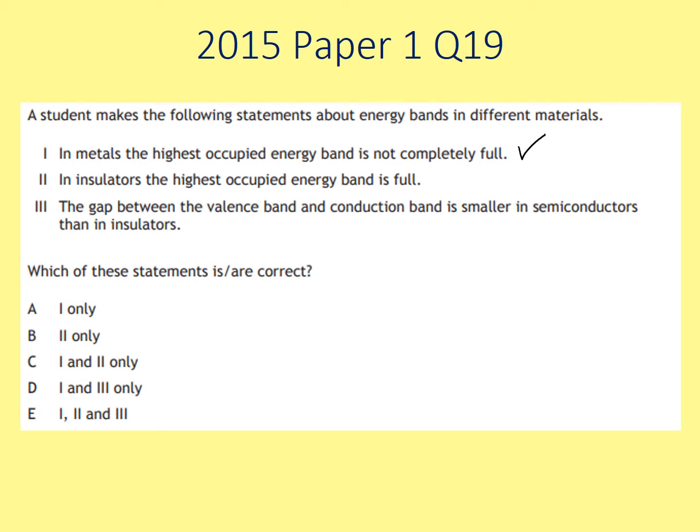Statement 2, in insulators, the highest occupied energy band is full. That is also true. In insulators, the highest occupied energy band is the valence band, and at 0 Kelvin, that is full. Statement 3, the gap between the valence band and conduction band is smaller in semiconductors than in insulators. That is also true, which means E is the correct answer. Statement 1, 2, and 3.